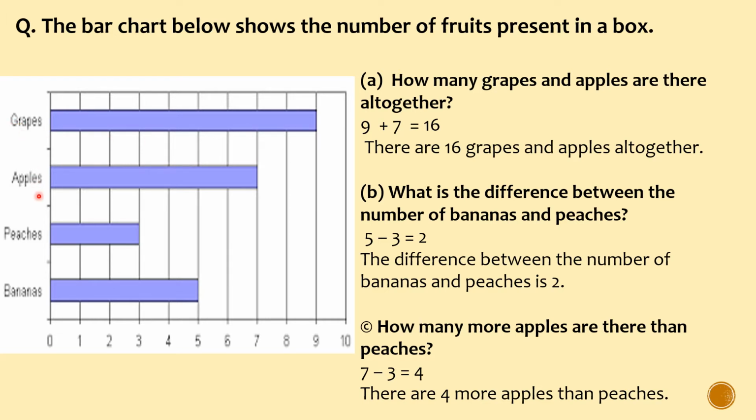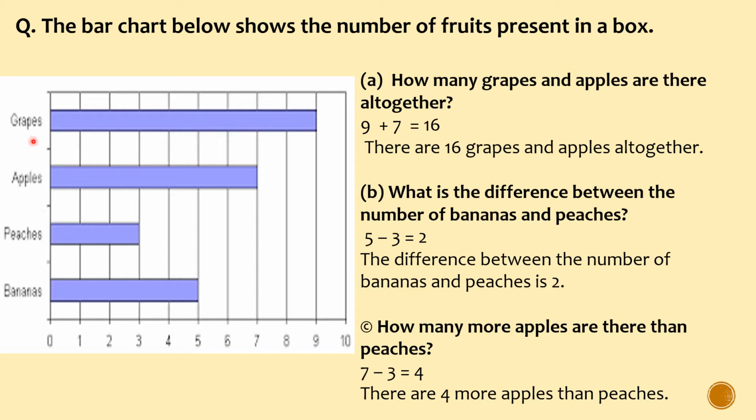So we have the data present here. Whenever the bars are standing vertically, the real data would be here. And whenever the bars are standing horizontally, the data would be present here. And this is the frequency. Frequency can be anything. Here the bar chart below is showing the number of fruits present in a box. So the frequency given here is the number of fruits.